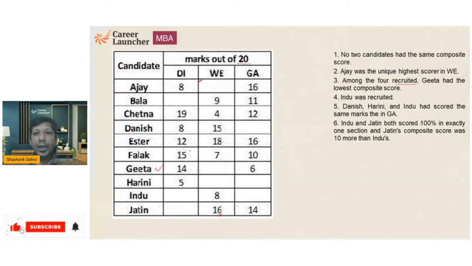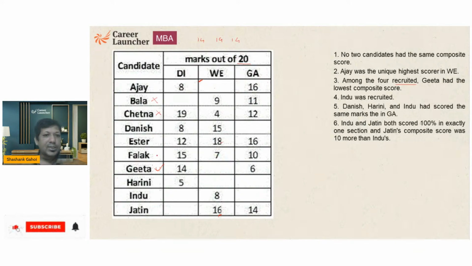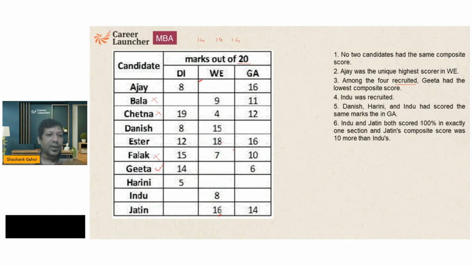Now I have already figured out one point कि किसी का अगर 2 सेक्शन में 14 से कम है then that person is out. ठीक है. So Bala is out, definitely not being recruited. Chetna is out, definitely not being recruited. Easter may be recruited, may not be recruited, but Easter is qualifying. Falak is not recruited, definitely disqualified, because in two sections Falak is getting less than 14. Geeta is definitely qualified, and there is some other information.